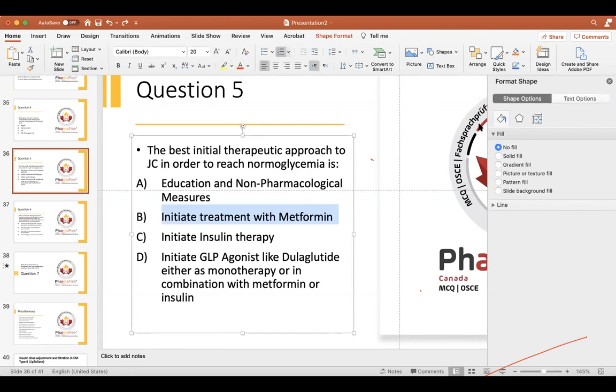Doctor, his target is 8.5 and he is now at 9.2, so the difference is less than 1.5, so we will not start insulin, right? Yes, my friend. You cannot go for education and non-pharm for this patient, correct? Oh yes. So what do you have here? You have the Metformin. That's it. And why can't you go for Dulaglutide? Why couldn't this be an answer?